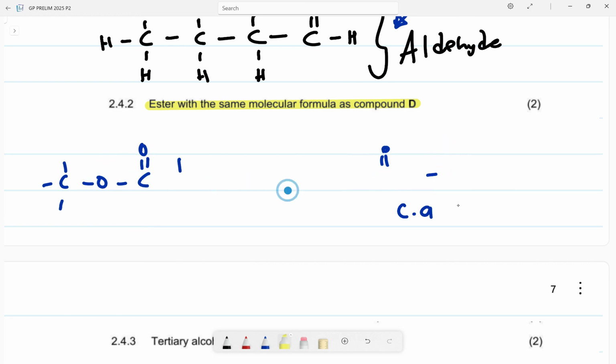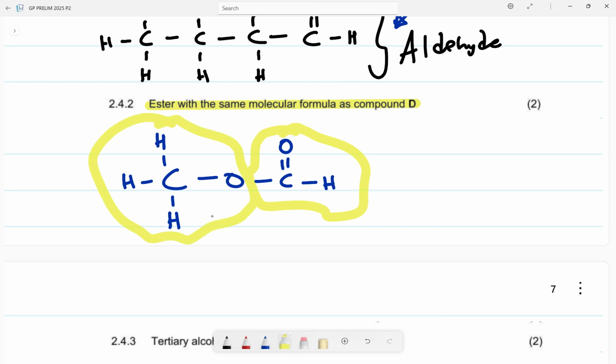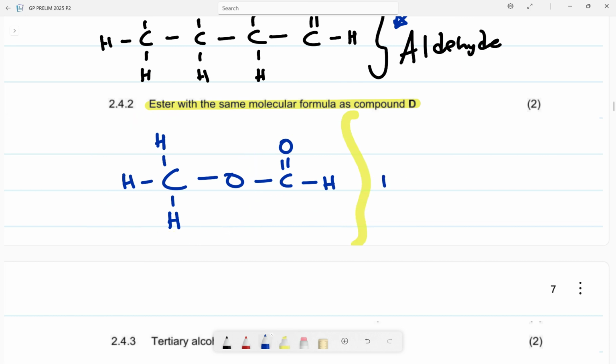So it's easy, guys. You just need to draw an ester that has 2 carbons. I can say this is O, C, okay, an ester. So remember, an ester is composed of what? It is composed of alcohol as well as carboxylic acid. So this is the carboxylic acid part, okay? This is the alcohol part, okay? Or someone might start with the carboxylic part, it's still fine.